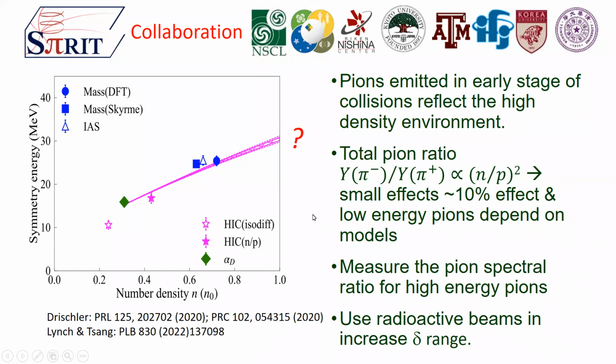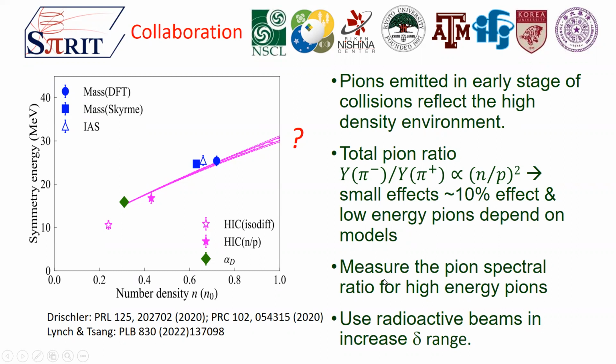So what we decided to do, inspired by some publication by Bao, is to measure pions. Pions emitted at the early stage of the collision reflect the high density environment. We look at the pi minus over pi plus ratio, which should be proportional to the N/P, which is basically the symmetry energy effect. However, the effect we know is small. It's less than 10%. I say about 10%. It's actually much less than 10%.